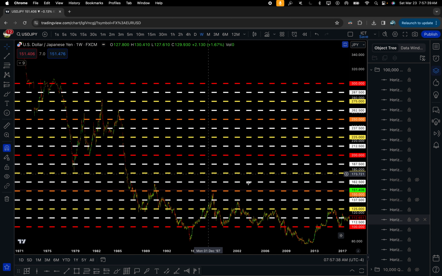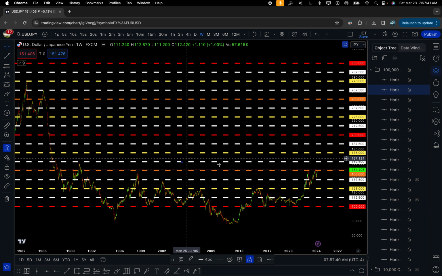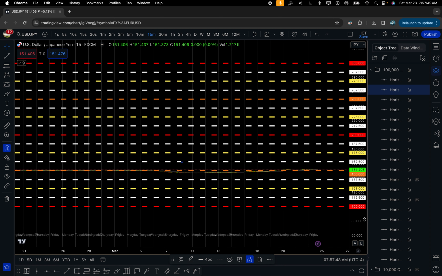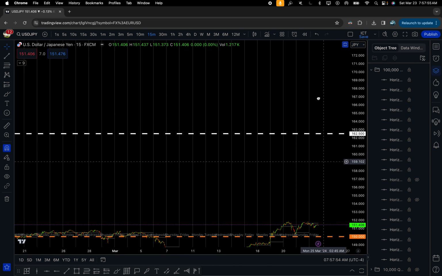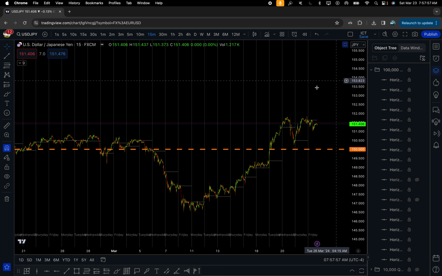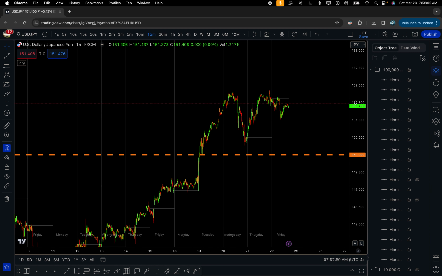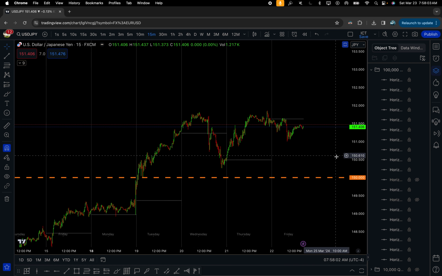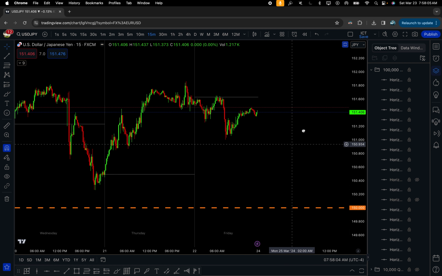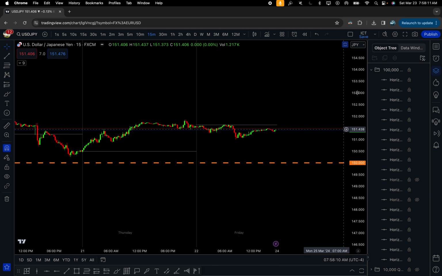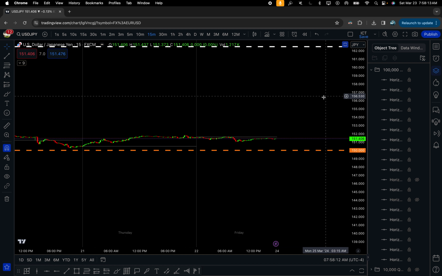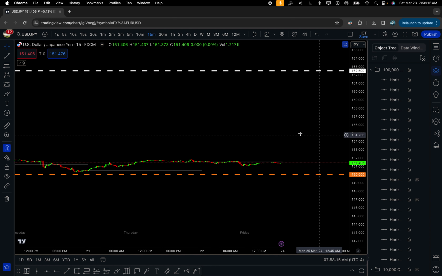You might be wondering, why have I got these drawn so thick? And let me show you why. Let me zoom in to the 15-minute. When you're on the 15-minute, you're basically looking at something like this. Okay? So these levels are going to be few and far in between, but these levels are very important when you get to them, right?